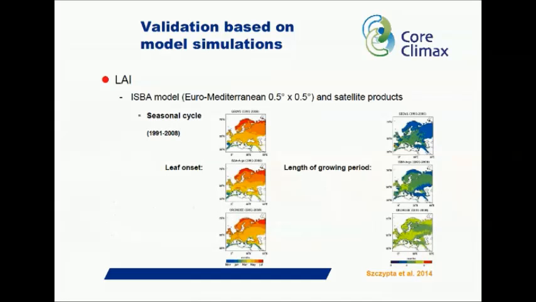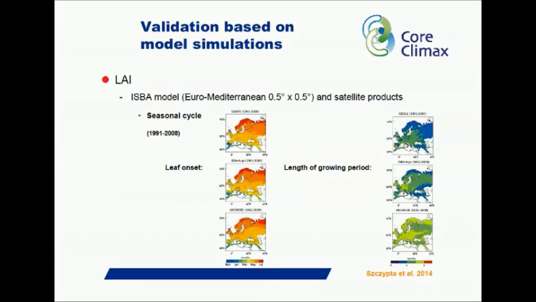Then let's switch to vegetation and leaf area index. So the ISBA model again, because this model is able to simulate leaf area index. And in this example, we also use another French model called Orchidée. From the LAI time series, you can derive the vegetation phenology, the leaf onset, and the length of the growing season. So when we derive that from the Copernicus product, we get this kind of maps. On the left, you have the leaf onset, and on the right, you have the length of the growing season.